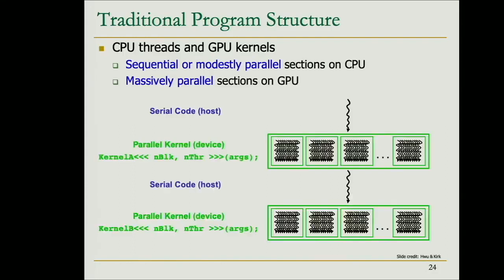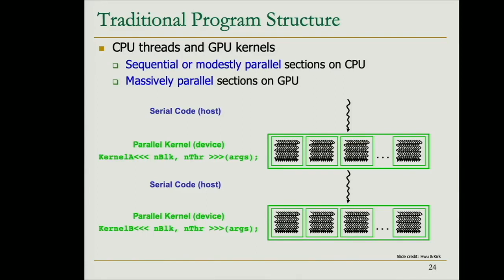I think that you have already seen this slide before. We will start the computation doing some serial code or modestly parallel code on the CPU side, and then we launch a parallel kernel on the GPU. For this kernel, we launch a certain number of thread blocks, and each of these thread blocks contains a certain number of threads. You can see them all here. When they all finish the execution, the kernel terminates, and then the control is returned to the CPU, and then we might launch a second kernel, kernel B in this case.